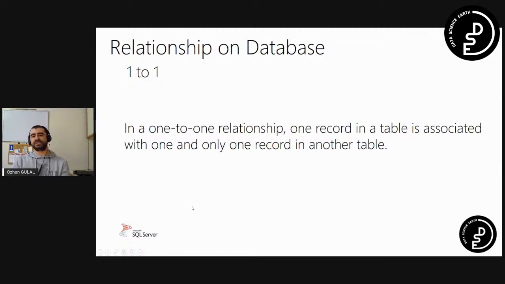One-to-one relationship in a database. In a one-to-one relationship, one record in a table is associated with one and only one record in another table. Let's give an example.